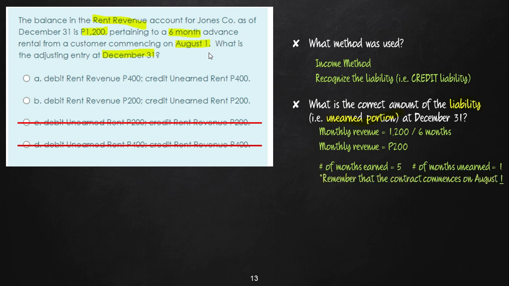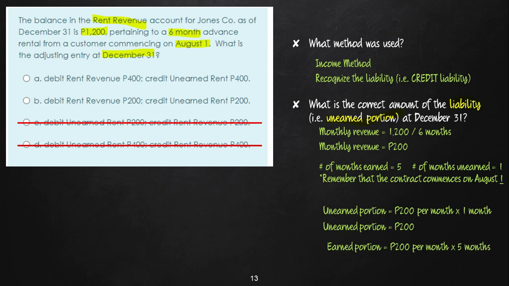So, remember that the contract commences on August. So, the unearned portion is 200 per month times 1 month. Kay 1 month naman ang unearned. Okay? So therefore, the amount is 200. Pero ang earned portion, the earned portion is 5 months. So therefore, that is 1,000.